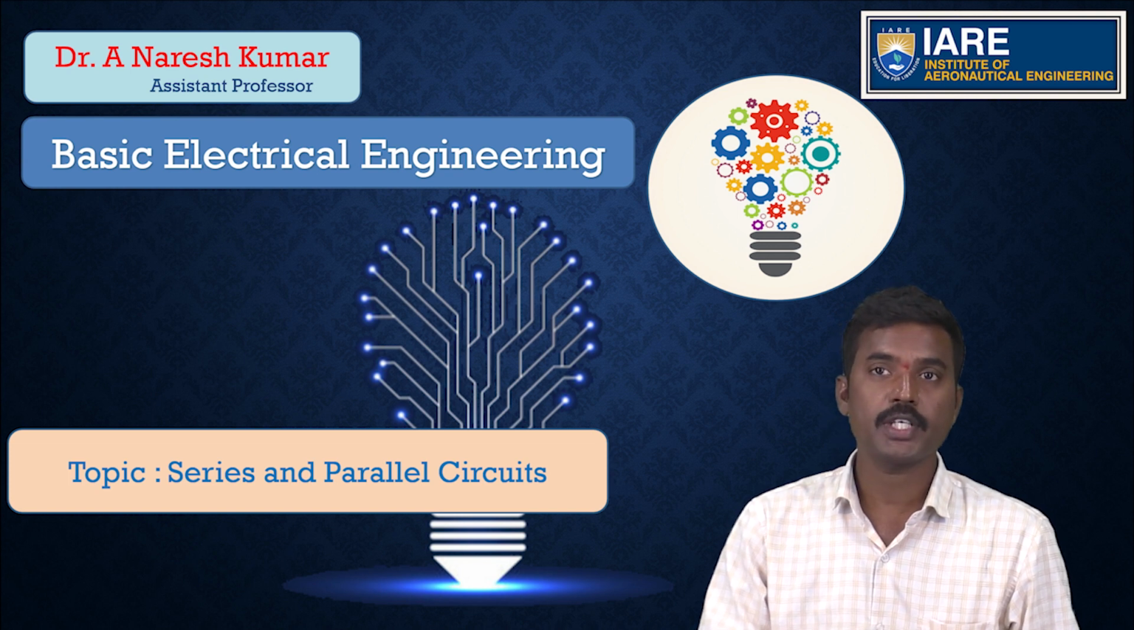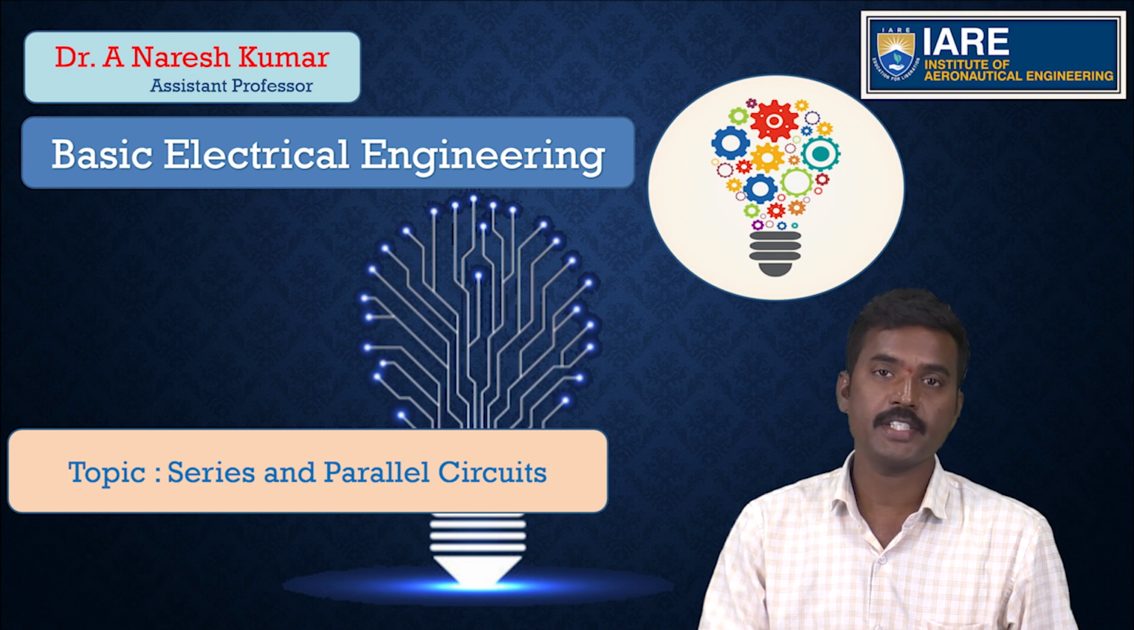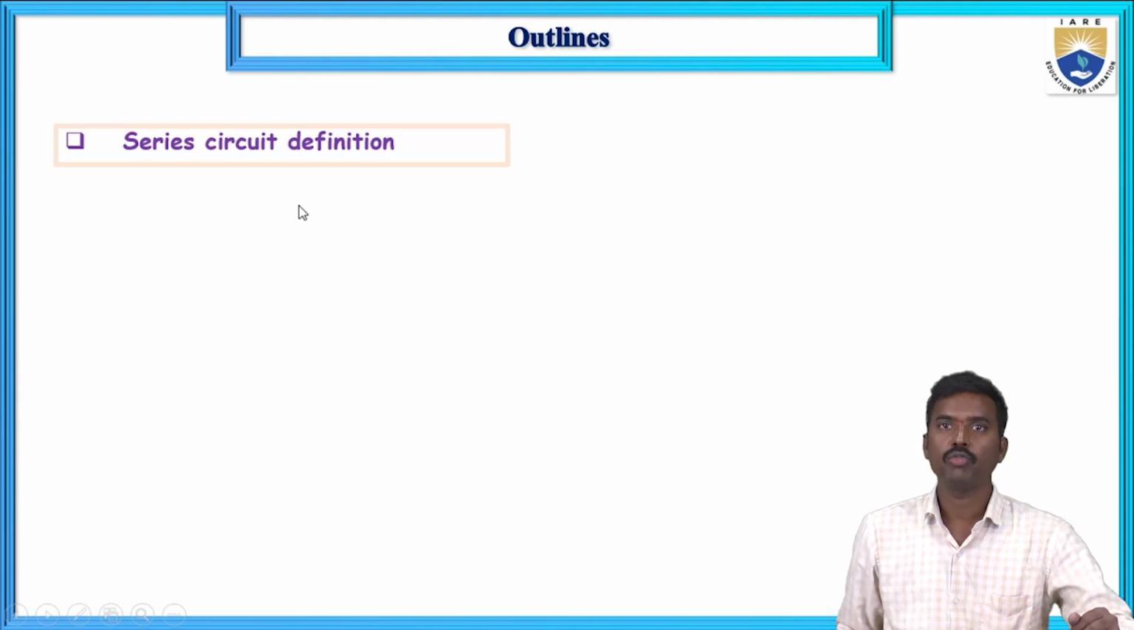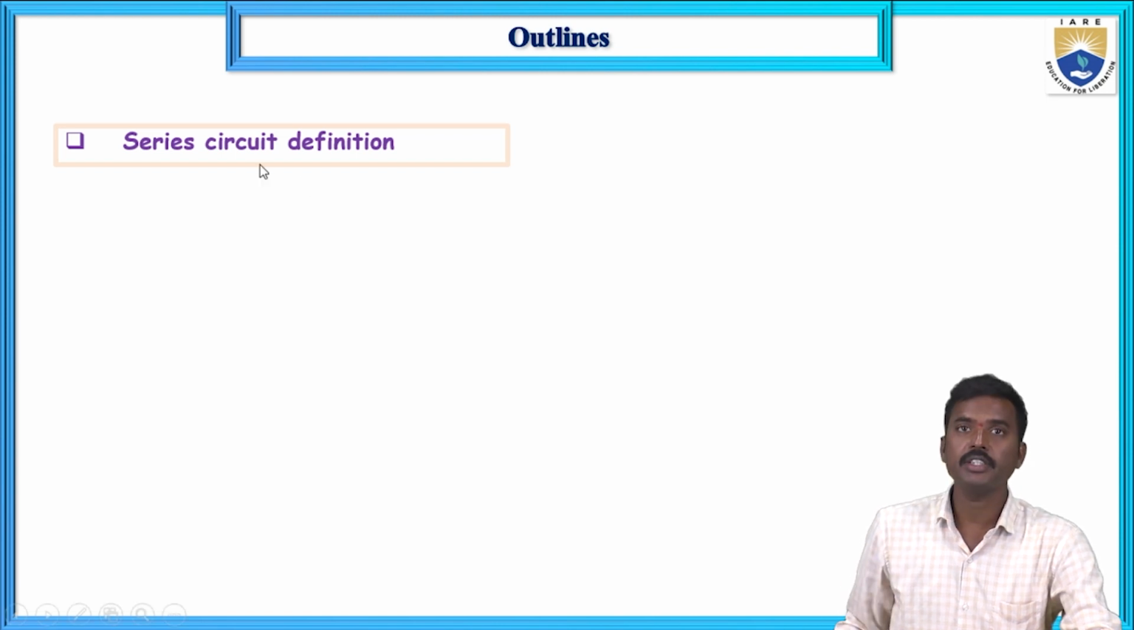Today we are going to discuss series combination and parallel combination for resistors, inductors and capacitors. That means RLC parameters. So these are my lecture outlines. First, I will define series circuit definition.